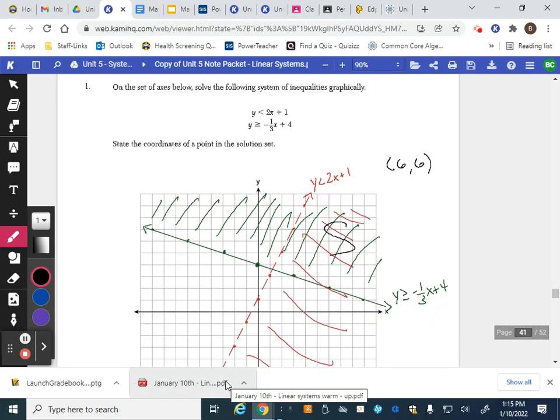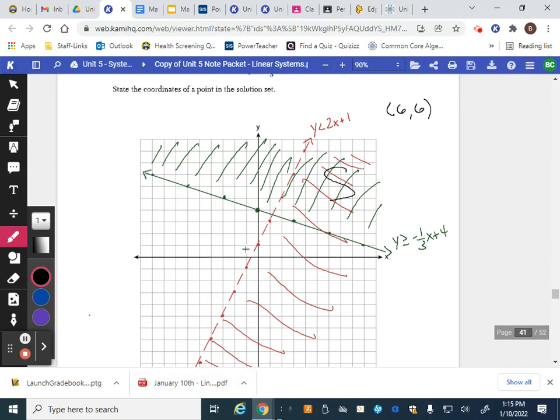All right, so number 1, the solution set I got looks like this. y is less than 2x plus 1 is going to be a dashed line. y is greater than or equal to negative 1/3 x plus 4 is a solid line. And it says to state the coordinates of a point in the solution set. I picked (6, 6). Any point that's inside of that double shaded region will do. It could land on the green line, but it can't land on the red line. If you picked a point that's right on the red dashed line, that will not work.